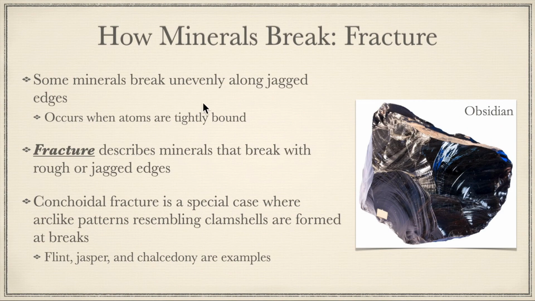Now, some minerals break unevenly along jagged edges, and we call this fracture. So this occurs when the atoms are tightly bound. So obsidian, for example, is a volcanic glass, and you get these jagged fractures when you break obsidian. So fracture describes minerals that break with rough or jagged edges. Conchoidal fracture is a special case where arc-like patterns resembling clamshells are formed at breaks. So things like obsidian. This is a conchoidal fracture. Flint, jasper, and chalcedony are examples, as is obsidian. So fracture, you don't get nice, even, smooth breaks.